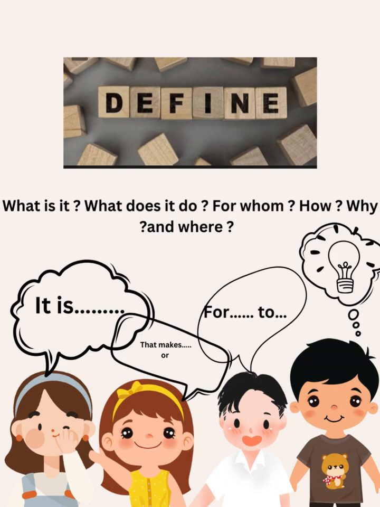Is it clear? So by answering questions like what is it, we will answer as it is so and so. And then we have what does it do, so it makes or it does something, or it helps for something. For what or for whom, what is the person or the thing that received this action, and how or where is the place that this thing happens.